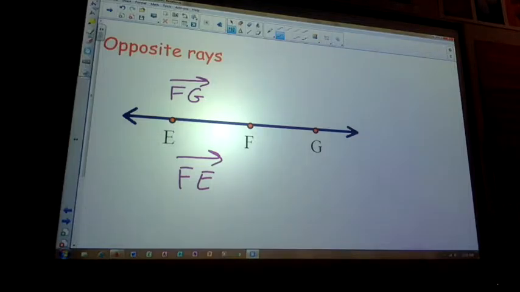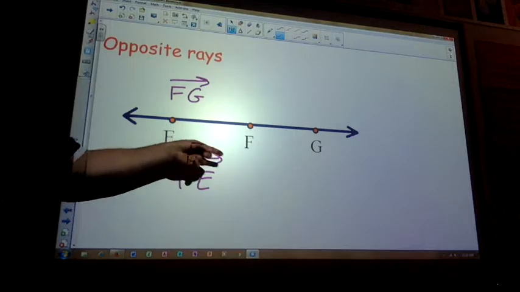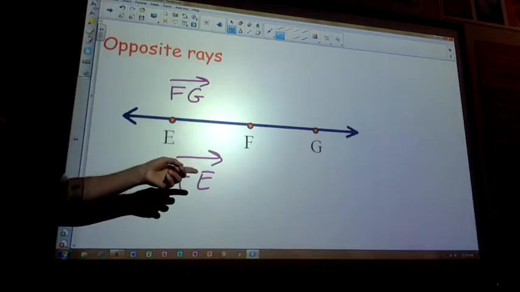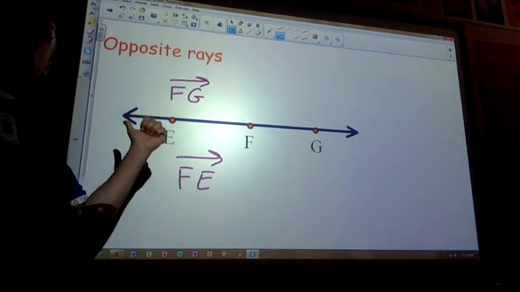What else do you know about them? They have the same starting point. So FG and FE have the exact same starting point. FG appears to be going to the right. FE appears to be going to the left. Notice I still create the arrow always going to the right when I write it. I don't write this as going this way.